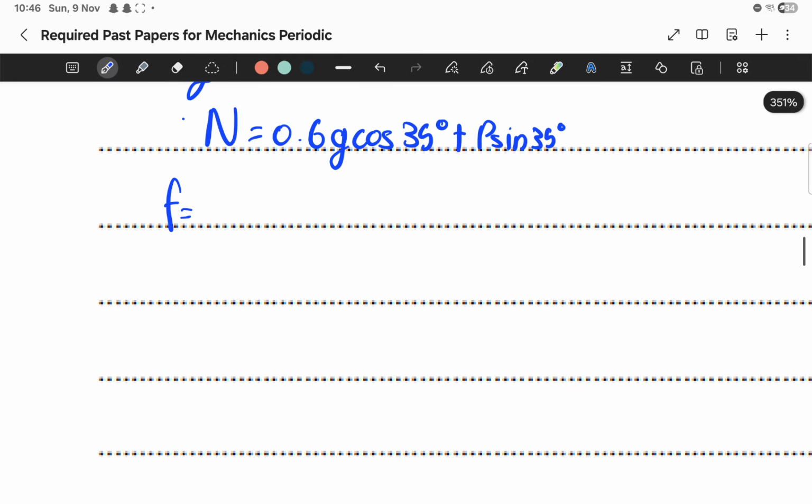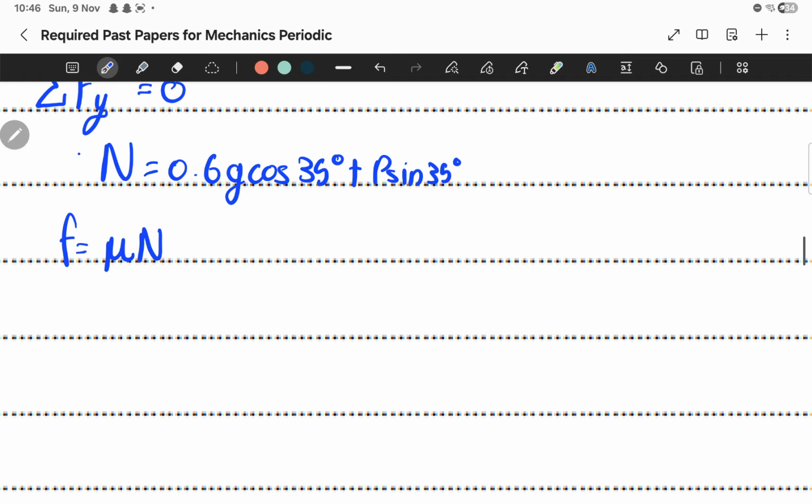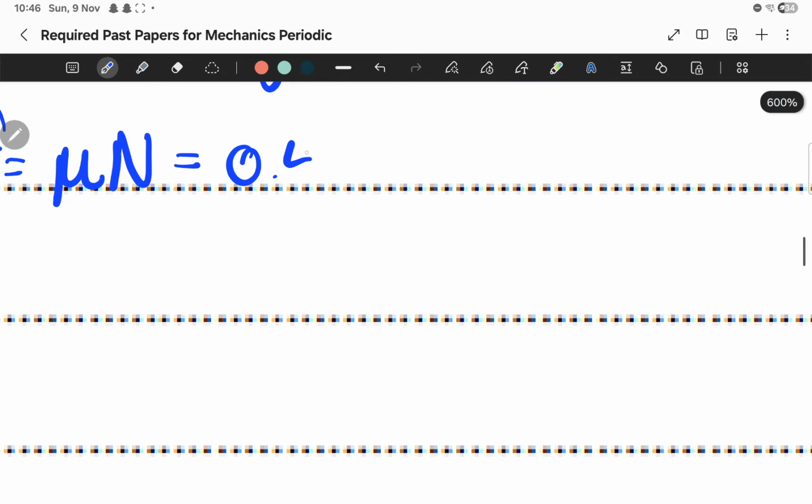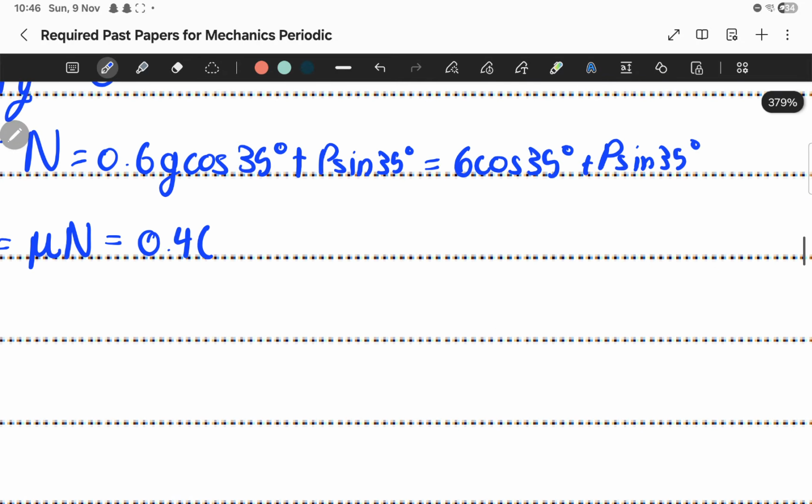Okay, now friction is what? Friction is mu n. We can rewrite this as just 6 cos 35 plus p sine 35. You'll see why. I just did g as 10. It's fine. So it's going to be 0.4 into n, which is 6 cos 35 degrees plus p sine 35 degrees.